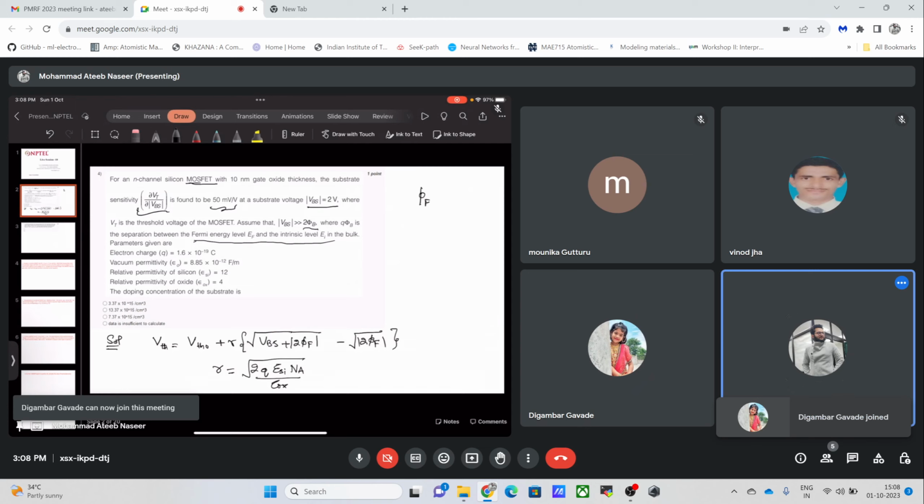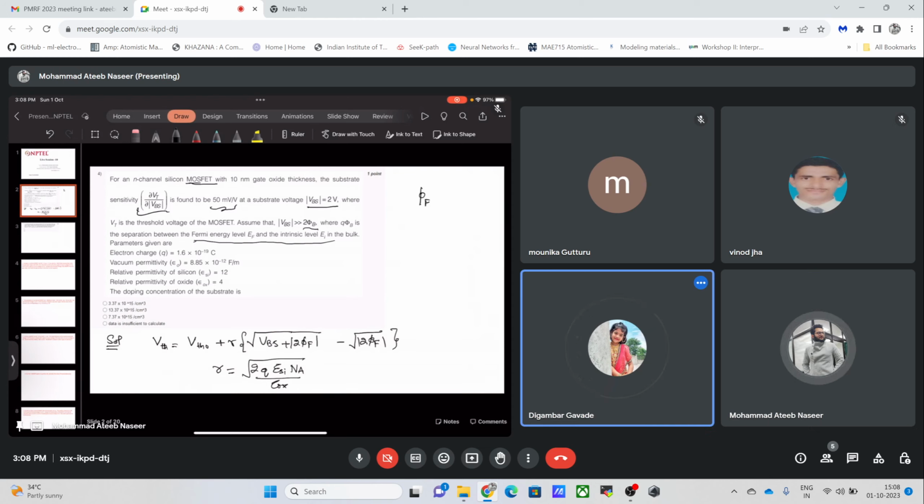So this gamma, as you can see, is in multiplication with this factor, which is VBS plus 2 phi f. So, okay, hello, hello, Mr. Digambar. Do you have any question?